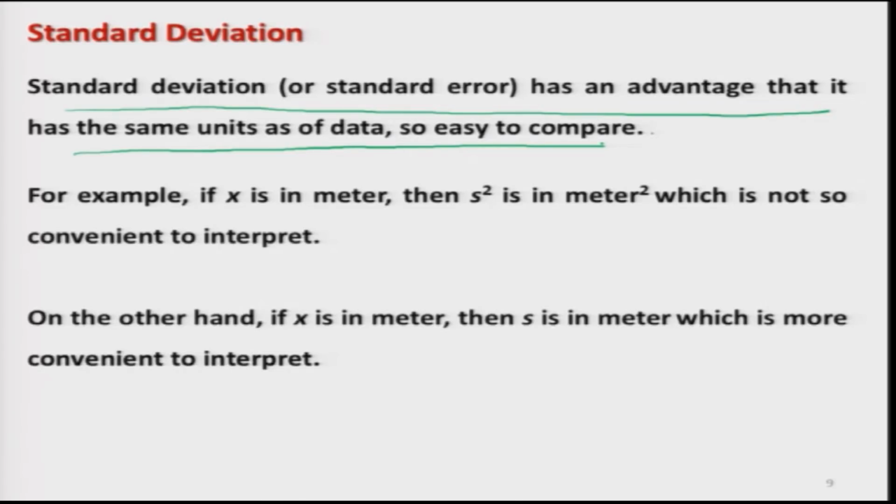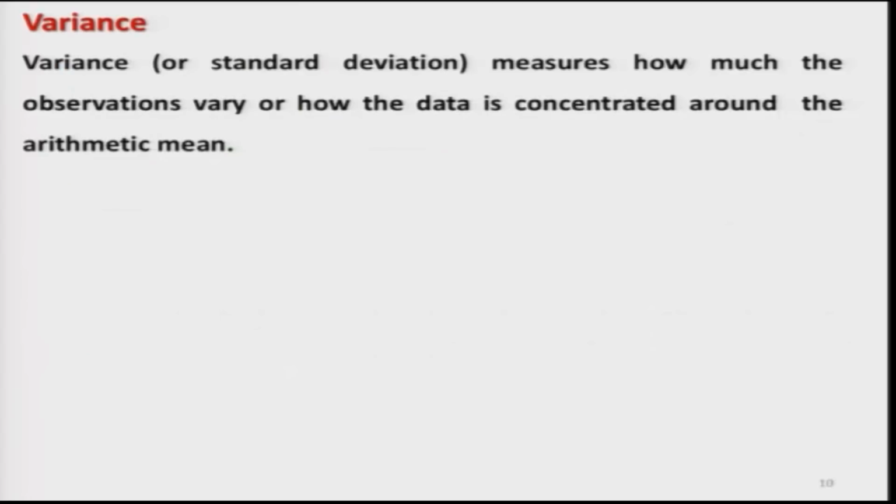So, that is easy to compare. For example, if I have a variable in which I have taken the observations denoted as small x, and if this small x has been obtained in the unit meter, then variance s square will be in meter square, which is not so convenient to interpret. On the other hand, if I have obtained the observation x in meter, then the standard deviation s will also be in meter, which is more convenient to use and interpret. That is the reason why people prefer to use the tool of standard deviation or standard error.